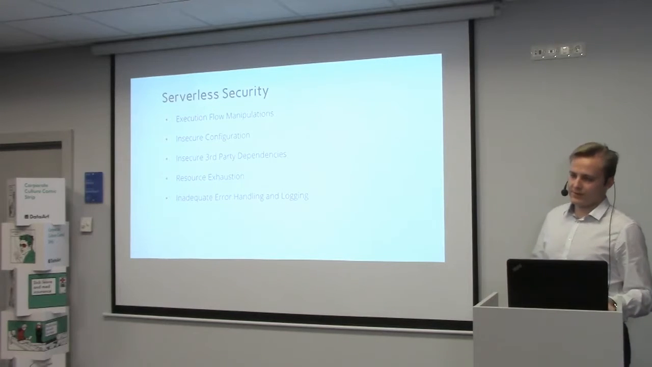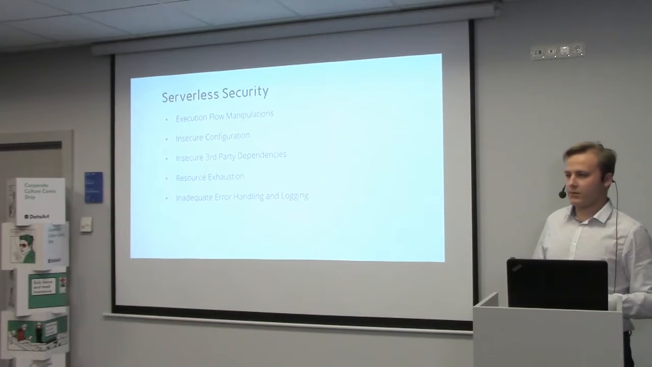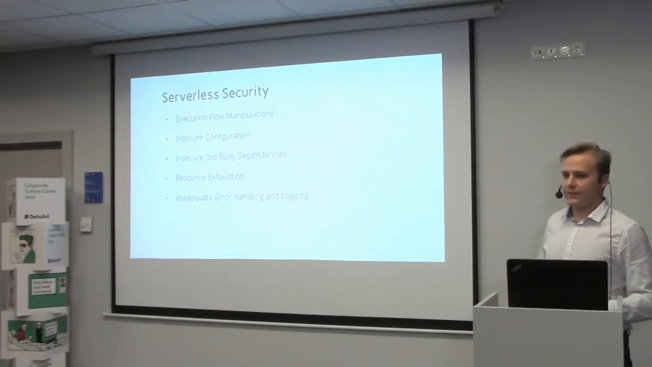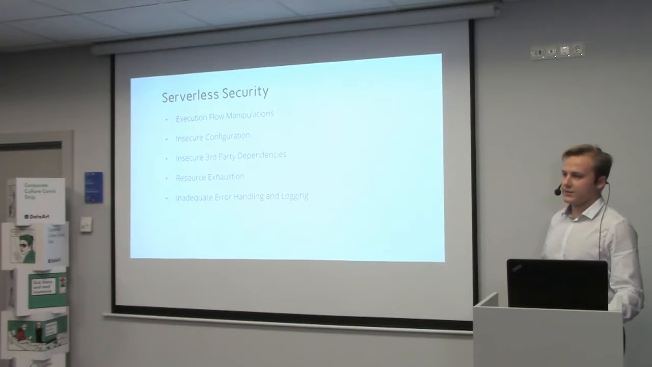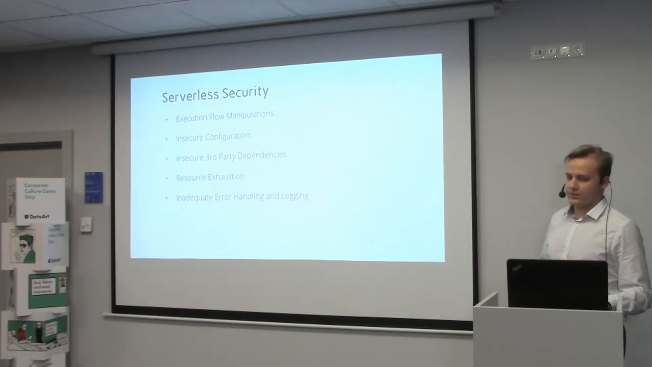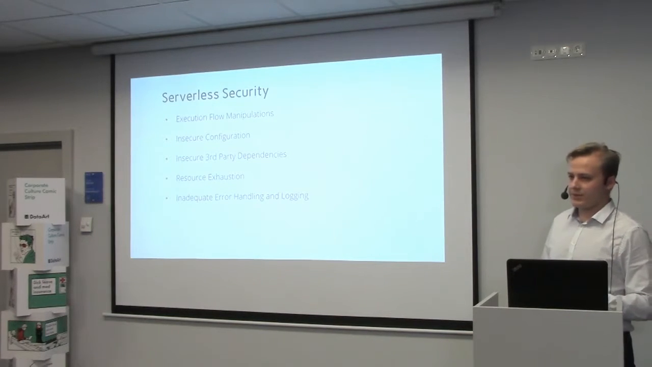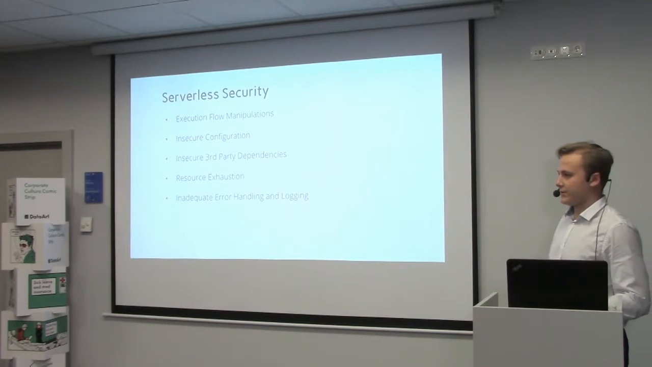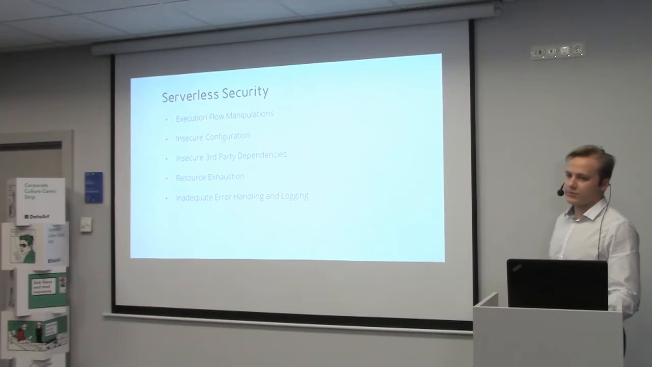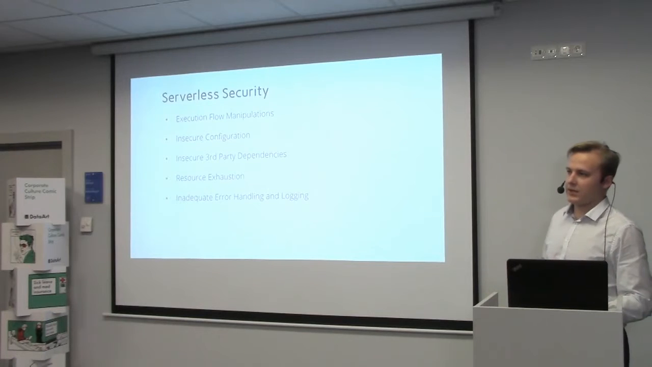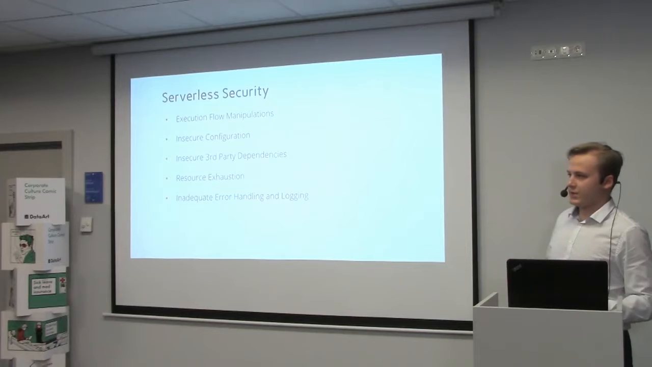The second group is insecure configuration. People think that the cloud provider will configure everything for you, but it's not true, and sometimes you need additional configuration. That's why you need to keep secrets and some useful things, for example, URLs to your other services, secret. That's why it's nice to use AWS Systems Manager Parameter Store, which works nicely with AWS KMS and encrypts every secret you put inside.